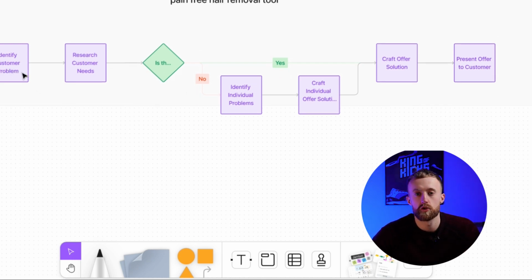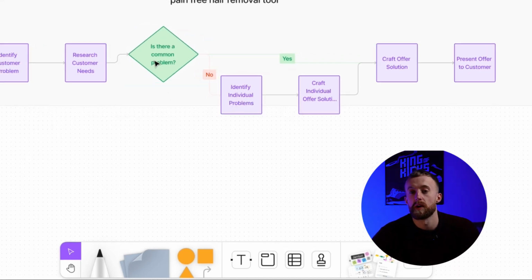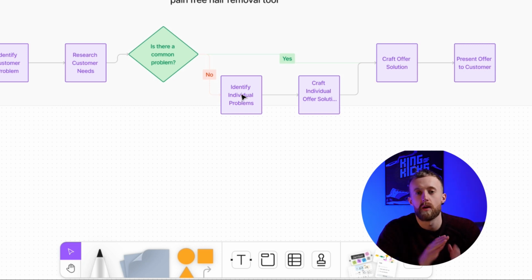So it's identify the customer's problem, research customer needs, find out if it's a common problem or not. So this is two paths we can go down. If it's a common problem, then we can craft a solution. If it's not a common problem, this is where we can identify individual problems. Now, what you will find is you're going to find diamonds in the niches. So when you go into very specific problems, you're talking directly to that type of person, whereas the market is smaller because your messaging is so much more direct.